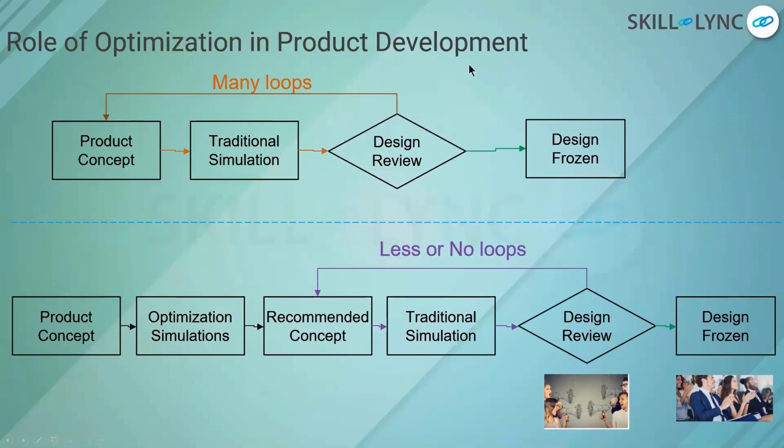The difference between the two is that the traditional simulation is likely to result in a lot of loops between the design review and the actual product concept itself before it is frozen. Whereas in case of an optimization approach, it is likely that there are a very small number of loops, or in fact no loops, if your optimization study has been carried out correctly, because you have recommended a concept which is considering all the variables and constraints. There are no loops here, and it can go to the design review and you can freeze the design straight away.